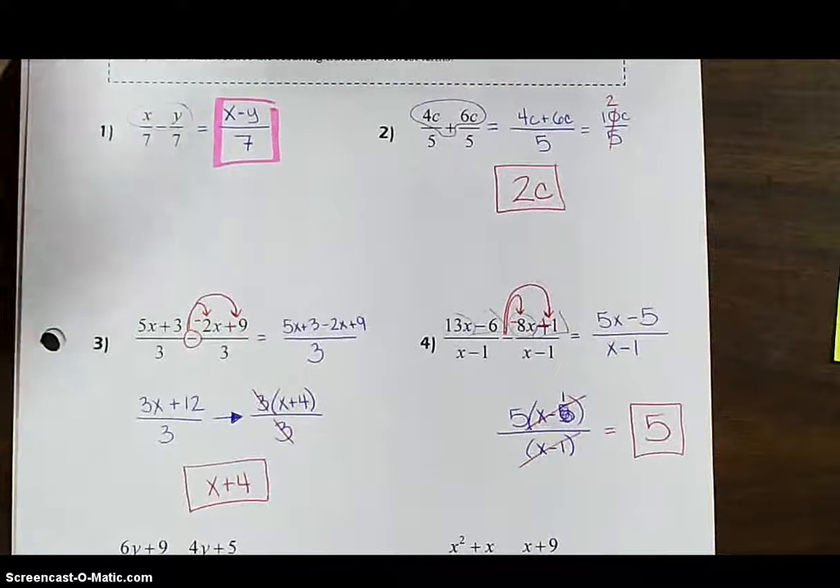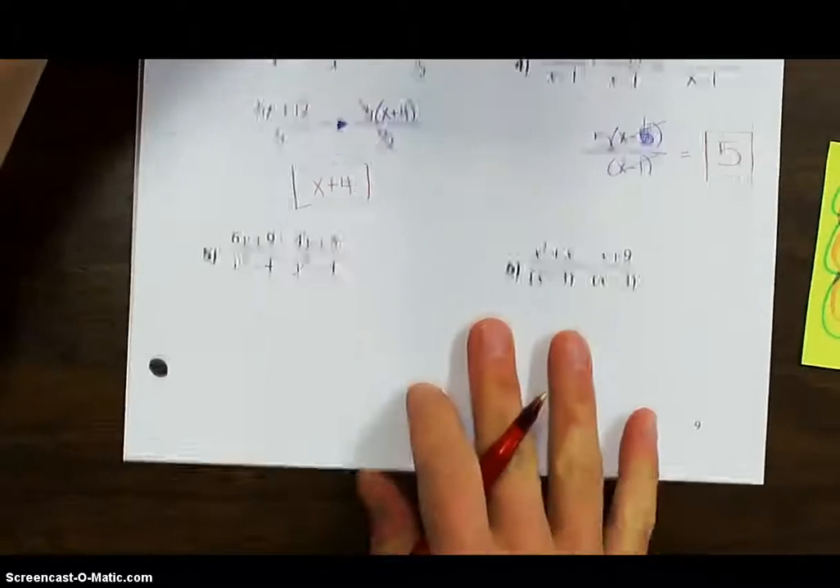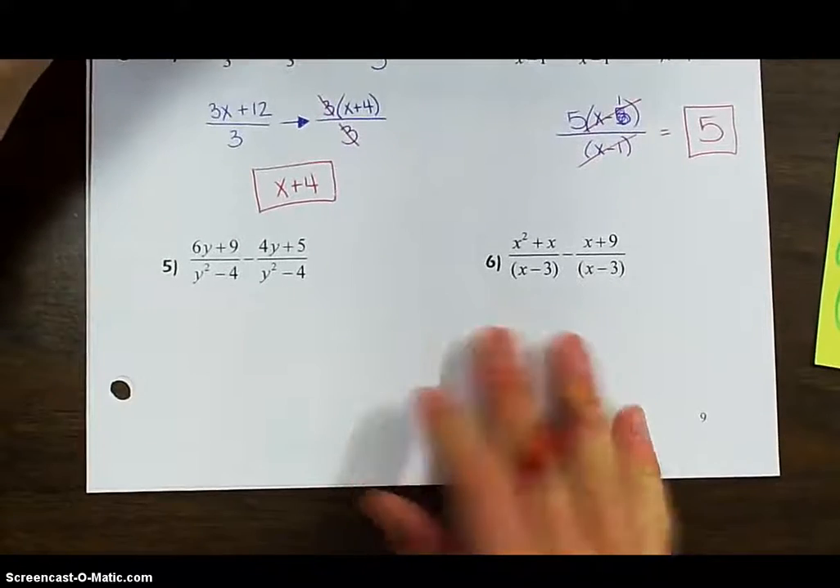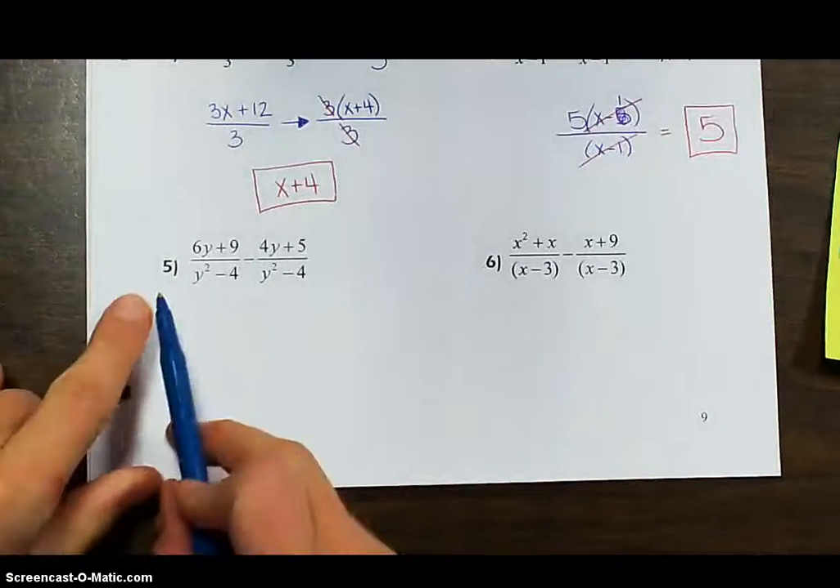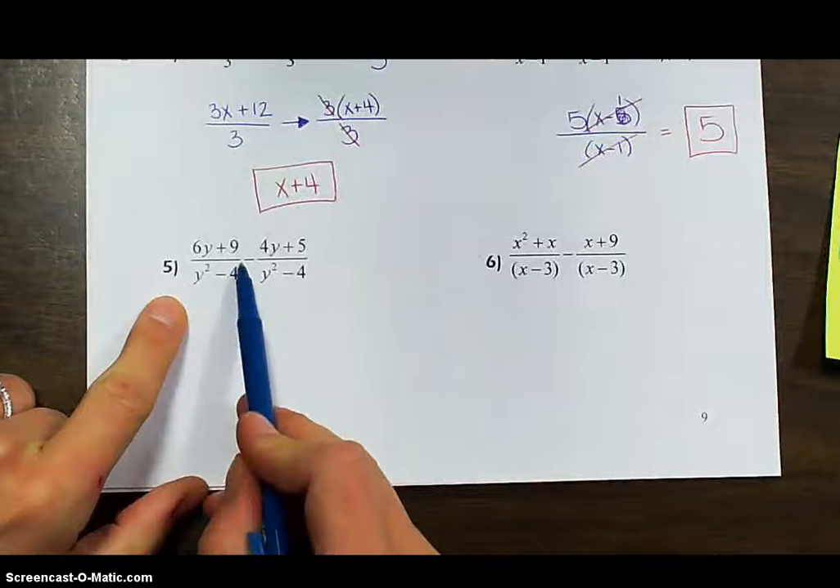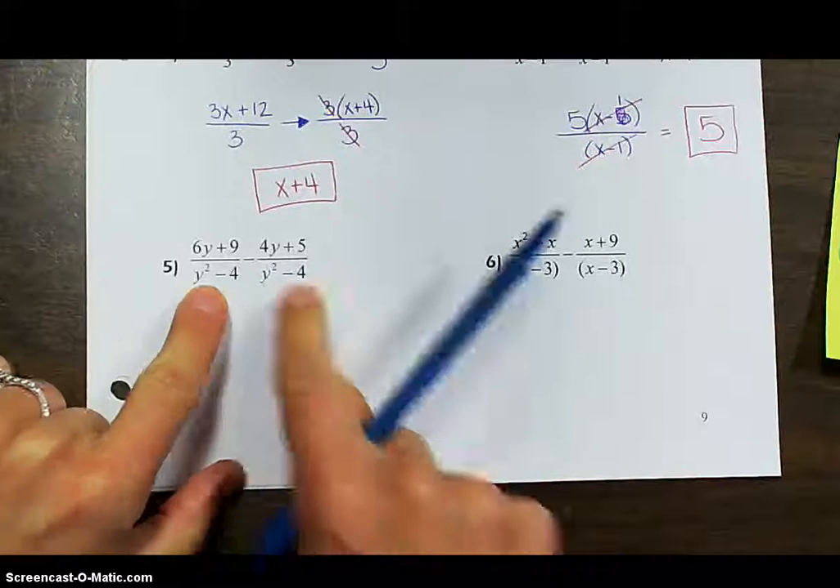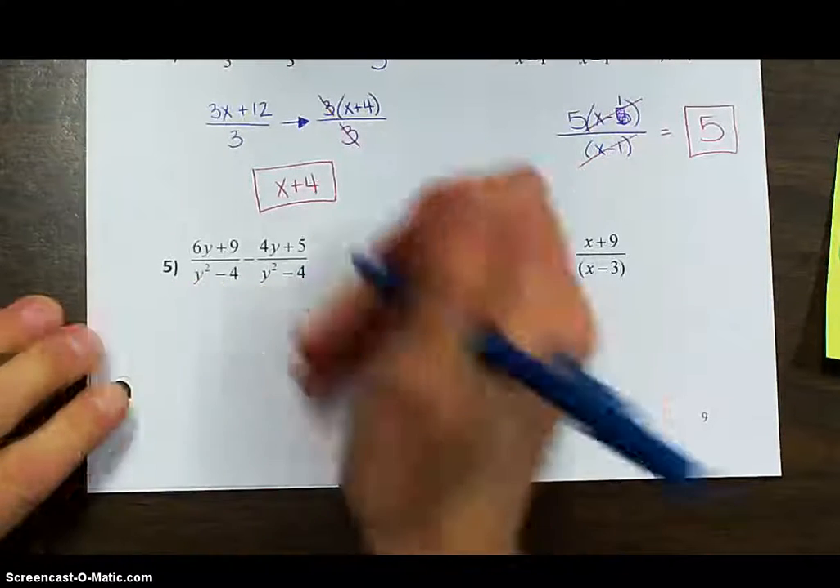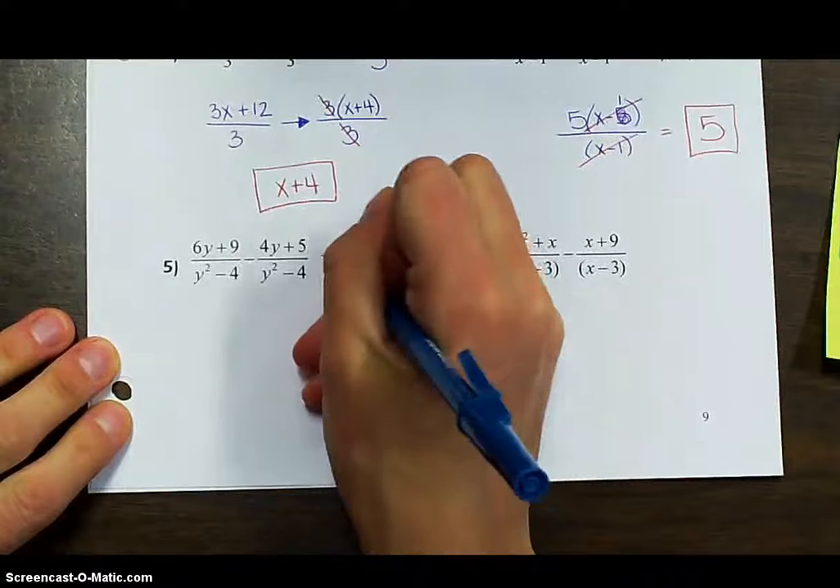All right, let's keep going. The more we do, the better we're going to get. So let's go ahead and take a look at all of our different cases here. So, number 5. First check, do we have a common denominator? Are they the same? Yes. So we can go ahead and just write that out.